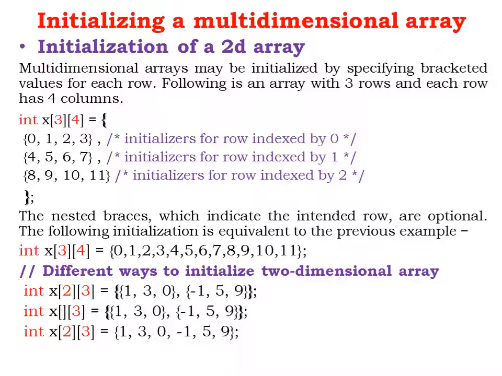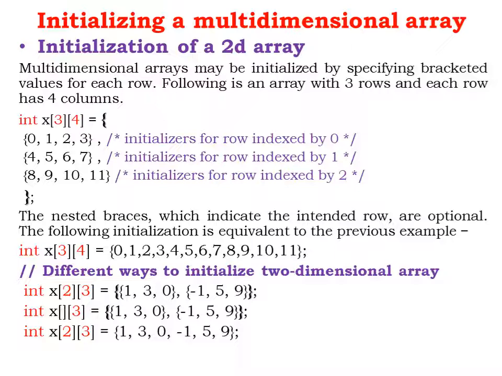So in this initialization, the nested braces indicate the intended row. Nested braces are the braces that cover the elements, like 0, 1, 2 and 3, 4, 5, 6 and 7, 8, 9, 10 and 11. They are optional. Meaning, we can see it in the next example. The following initialization is equivalent to the previous example. So this is another way of initializing a 2D array.